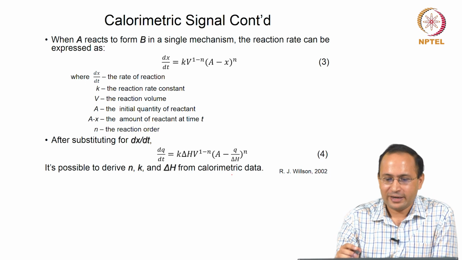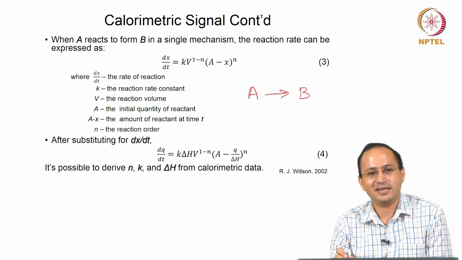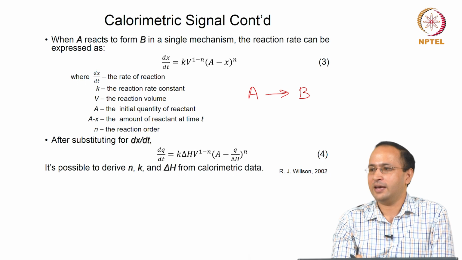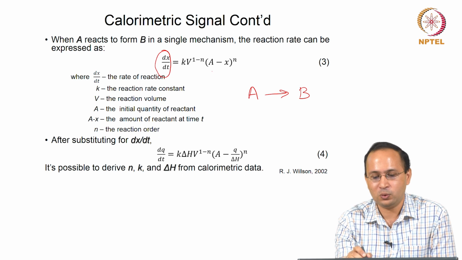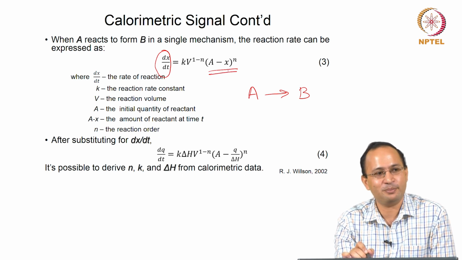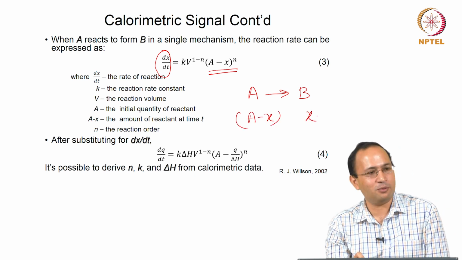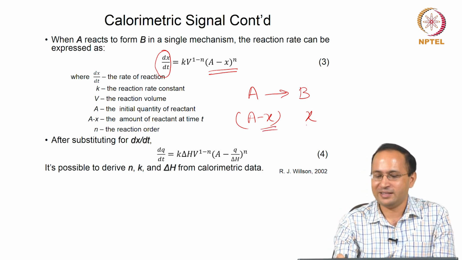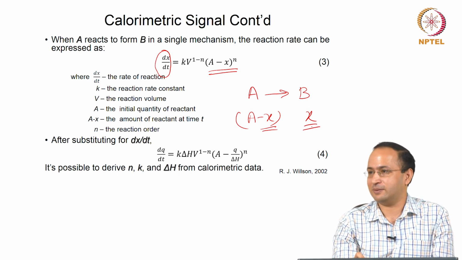Now let us look at a simple reaction where A gives you B through a single mechanism. Some reactions could be complicated, it could be A plus B equals C, or A plus B equals C plus D. The rate of reaction can be related simply to the amount of A that has reacted. You start with A, and after some time part of it, X, has reacted. So now you have A minus X, and B is X. We are measuring this change in the amount X. So, dx by dt is the rate of reaction.